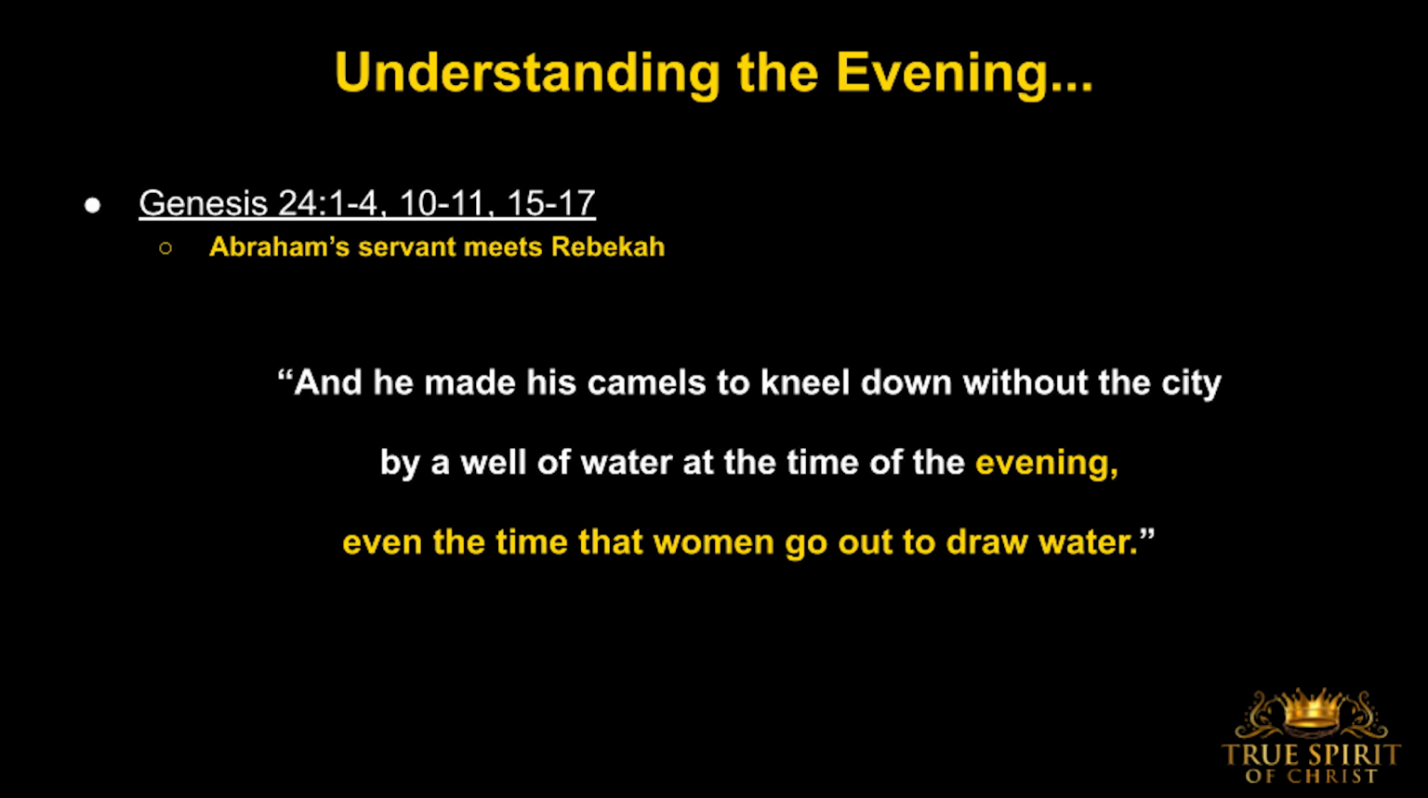Now wait a minute. If the evening was referring to nightfall, how was it that Abraham's oldest servant was able to see what Rebekah looked like? Keep in mind, brothers and sisters, this history that we read about in the book of Genesis was far before electricity. This is thousands of years before electricity had ever come to the earth. So the question is, how was Abraham's oldest servant able to see Rebekah in the evening?